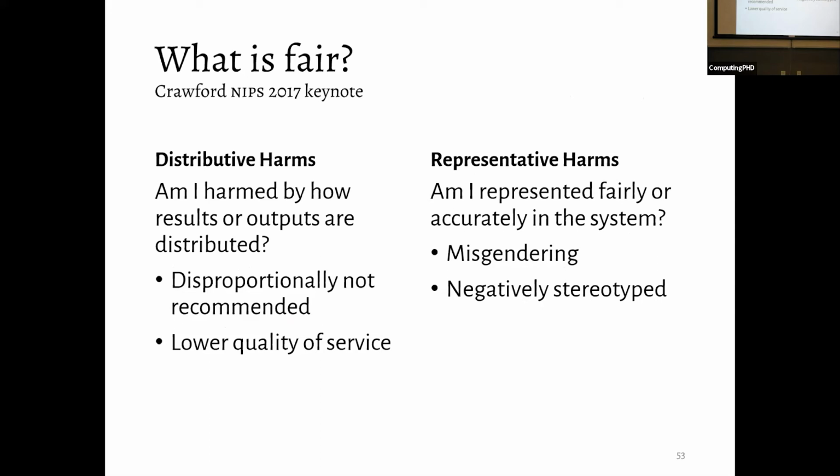quality of service. I get information that's relevant to my needs. That resource might be the opportunity to have my documents show up in search results or show up in recommendations. Are those resources being allocated in a manner that is fair? And then there is representative harms, which are when the system is negatively or unfairly representing me in some way. A very clear one is misgendering, but there's many other ways.